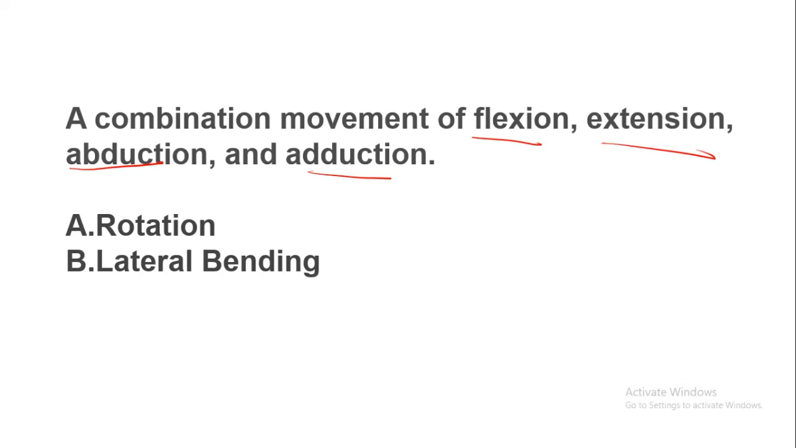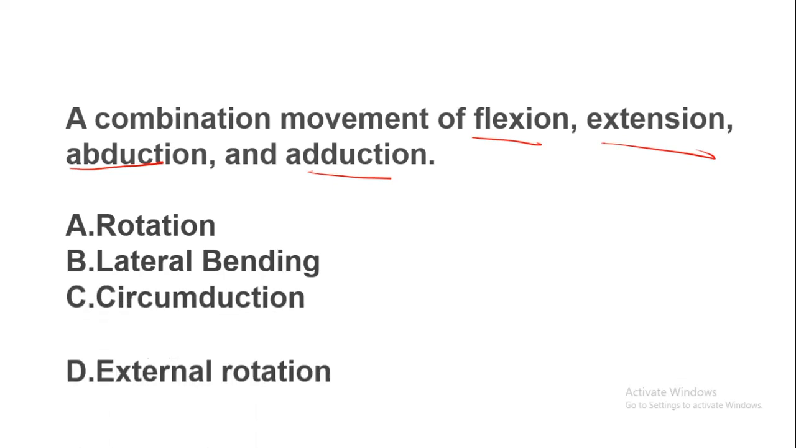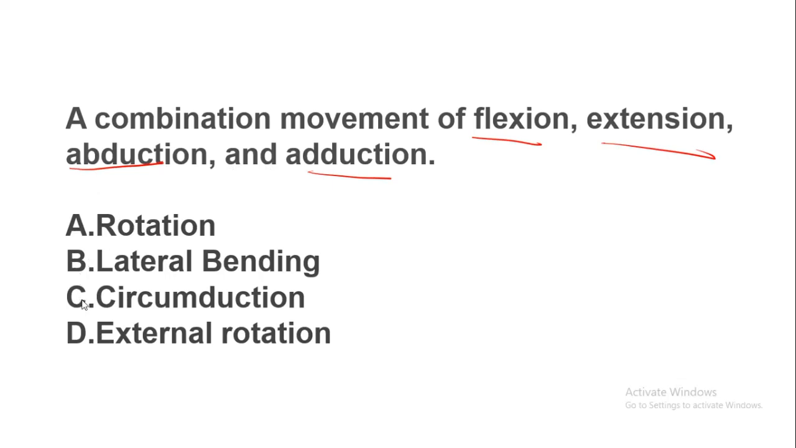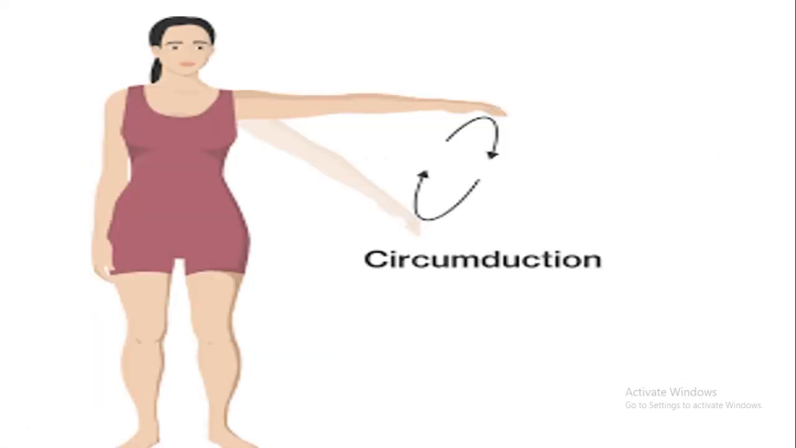The next option is lateral bending. The other one is circumduction. So circumduction is the best answer for this question, because the question is simply explaining the body movement, which is circumduction. All right, I can show this using the picture. So this is circumduction, whereby the body face needs to be flexed, extended, abducted, and adducted.